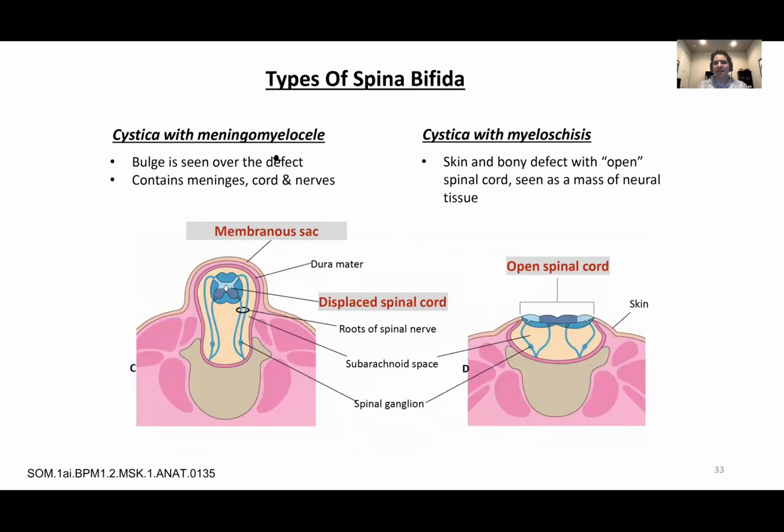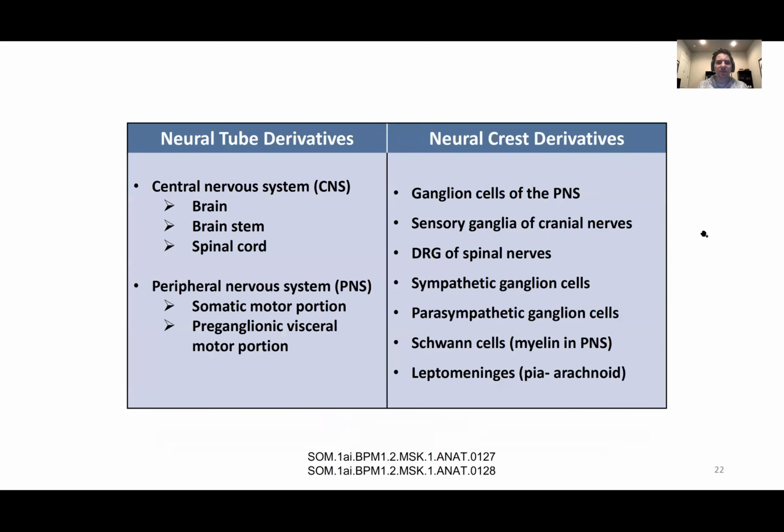All right, and we kind of talked about these. Myeloschisis is just open, right? It's not sealed off, whereas the others are sealed off. So myeloschisis is open. Obviously, that would be the worst.